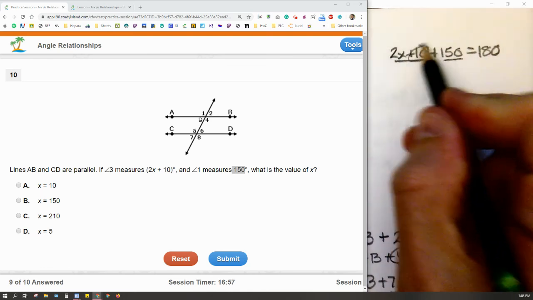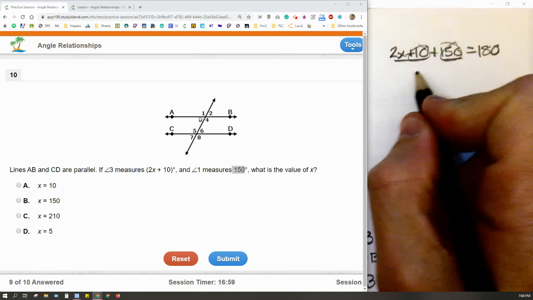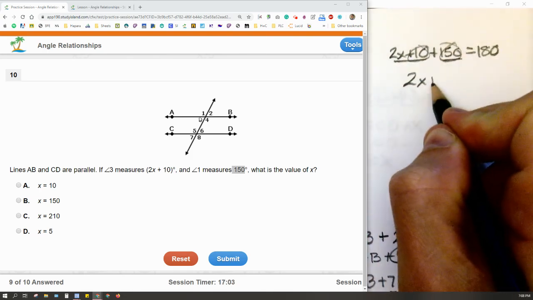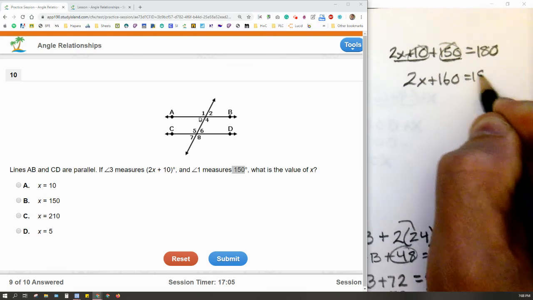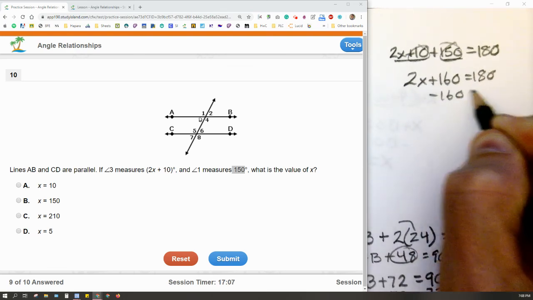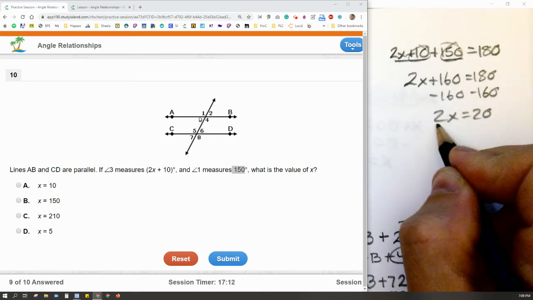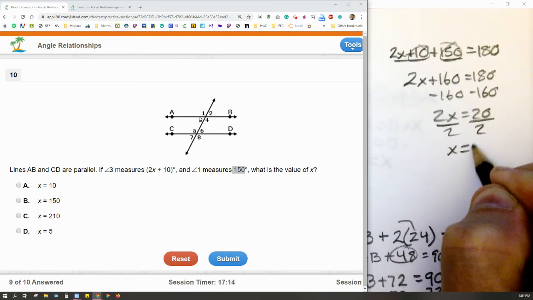So add the like terms. 10 and 150 is 160. So 2x plus 160 equals 180. Subtract 160 from both sides, and you get 2x equals 20. Divide both sides by 2, and you get x equals 10.